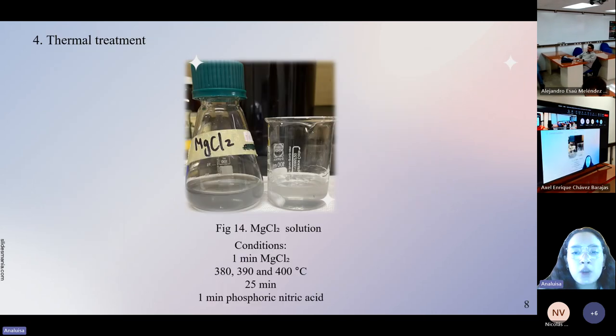After, the cells were submitted to a thermal treatment in order to improve the properties. We use a magnesium chloride solution and immerse the samples for 1 minute. We also tried 3 different temperatures for the thermal treatment: 380, 390, and 400 Celsius degrees for 25 minutes. And finally, the samples were etched with phosphoric nitric acid for 1 minute.